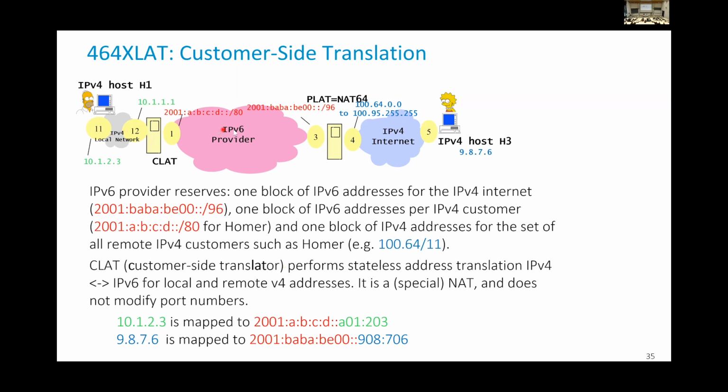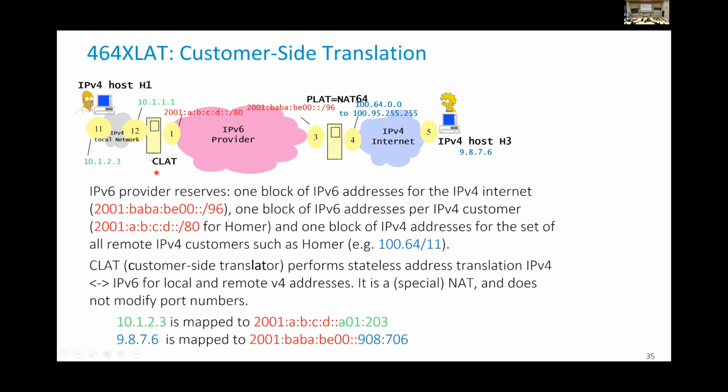So in this direction, we don't need to fiddle with the port numbers because the space of IPv6 is large enough to contain all my IPv4 space. So there is never any collision here. So that is what is happening in this direction here.